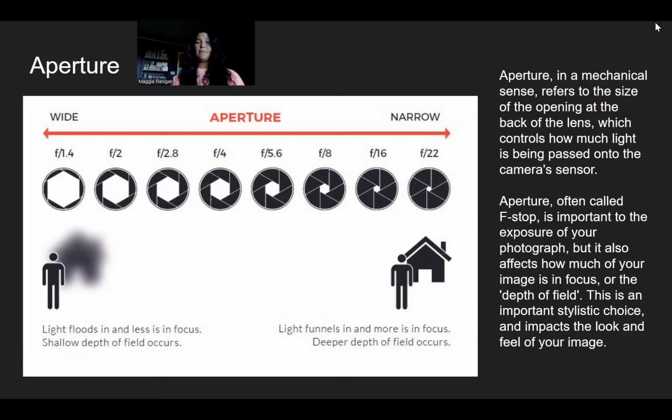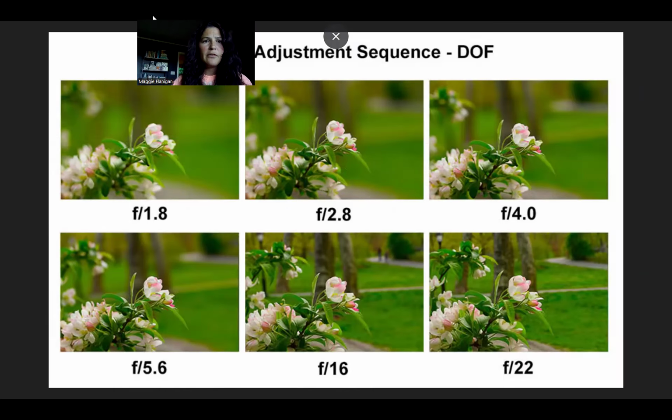It says that aperture, in a mechanical sense, refers to the size of the opening at the back of the lens, which controls how much light is being passed onto the camera sensor. Aperture is often called f-stop, and it is important to the exposure of your photograph, but it also affects how much of your image is in focus, or the depth of field. This is an important stylistic choice and impacts the look and feel of your images. So that's the sort of side effect that we're talking about here.